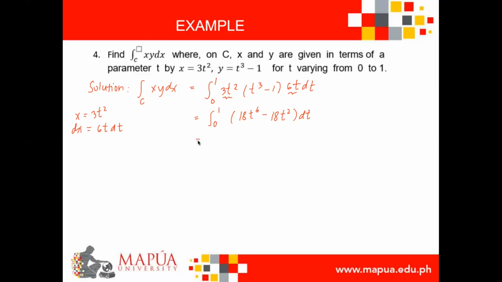Then let us now integrate. So integrating 18t to the 6th dt will give us 18t to the 7 over 7. While here we have it as 18t cubed over 3 from 0 to 1. Applying now the upper limit and the lower limit, we have this as 18 over 7 times quantity 1 raised to the 7th power minus 18 over 3 is 6 times the quantity 1 cubed. That's the upper limit minus the lower limit.